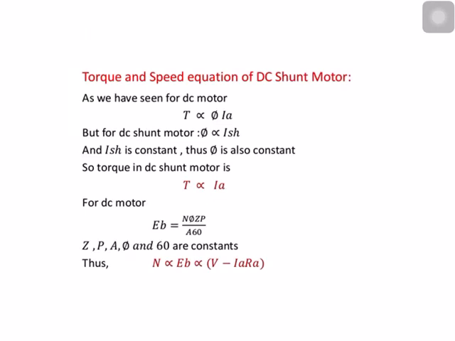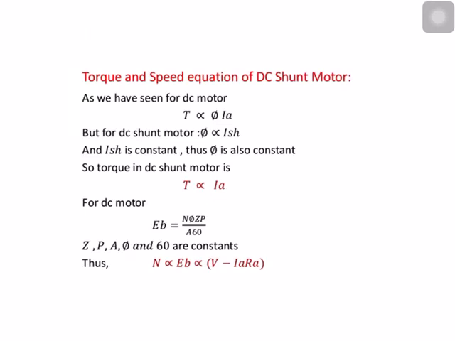And so the torque in a DC shunt motor, T, is directly proportional to Ia. And for a DC motor, we already know this expression: EB is equal to φZN/60 into P/A. If we take Z, P, A, φ and 60 as constants, then N is directly proportional to EB. It is directly proportional to V minus Ia Ra. So now the speed N is directly proportional to the back EMF, and obviously to V minus Ia Ra.